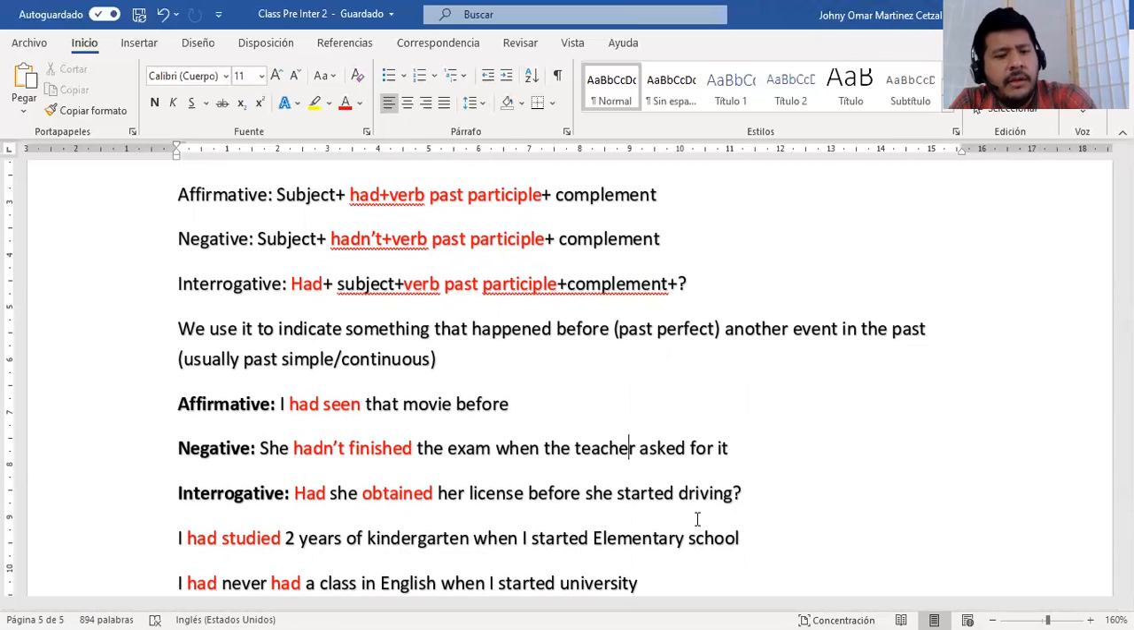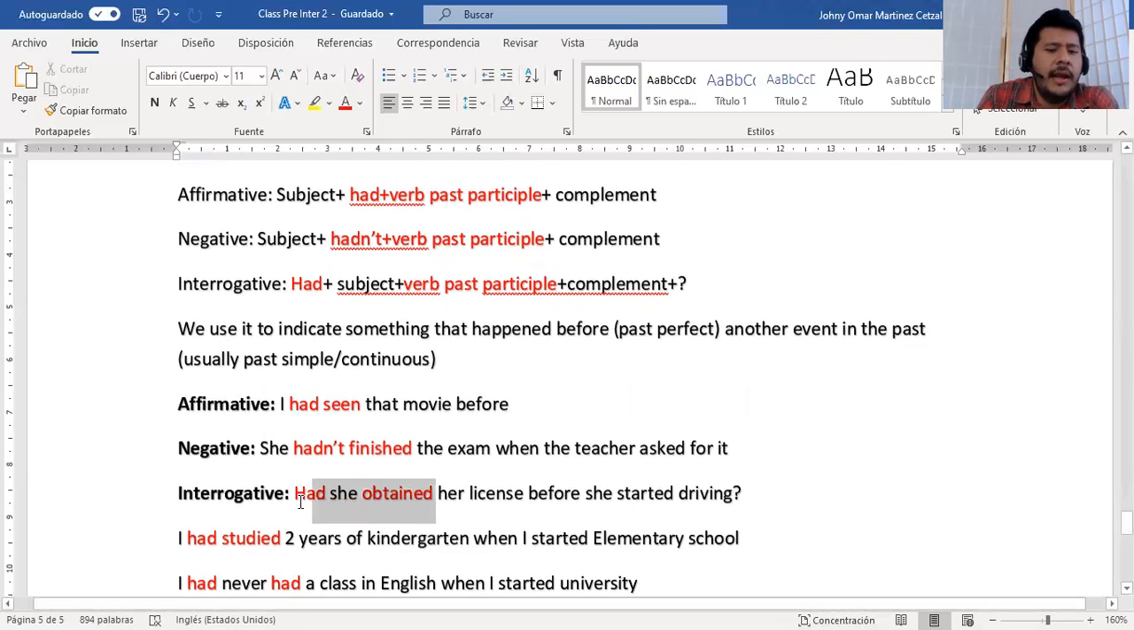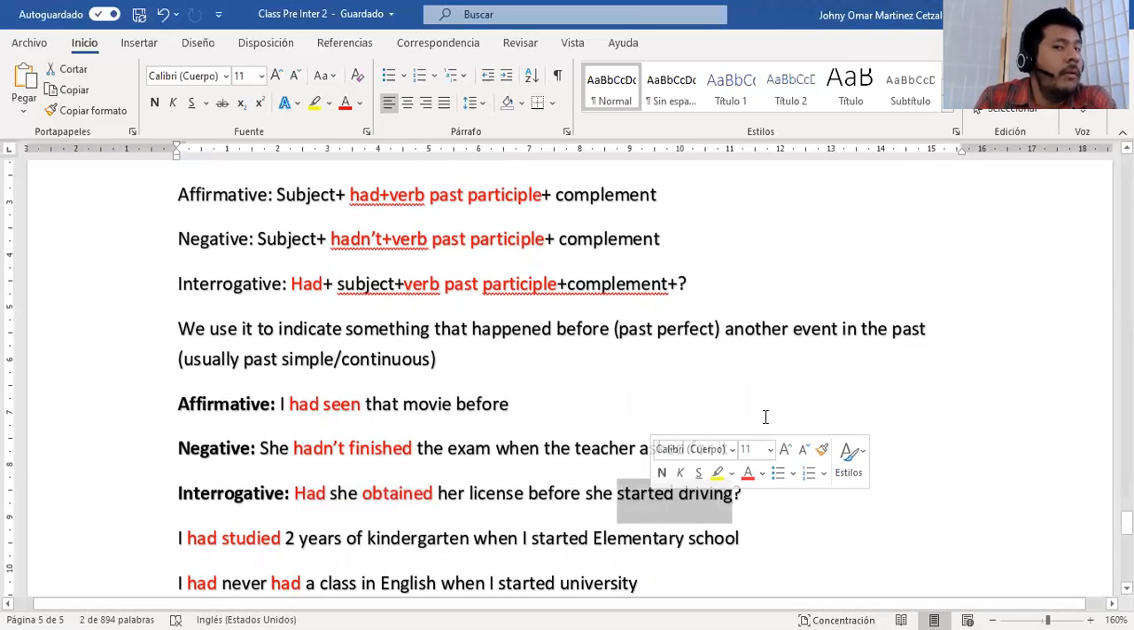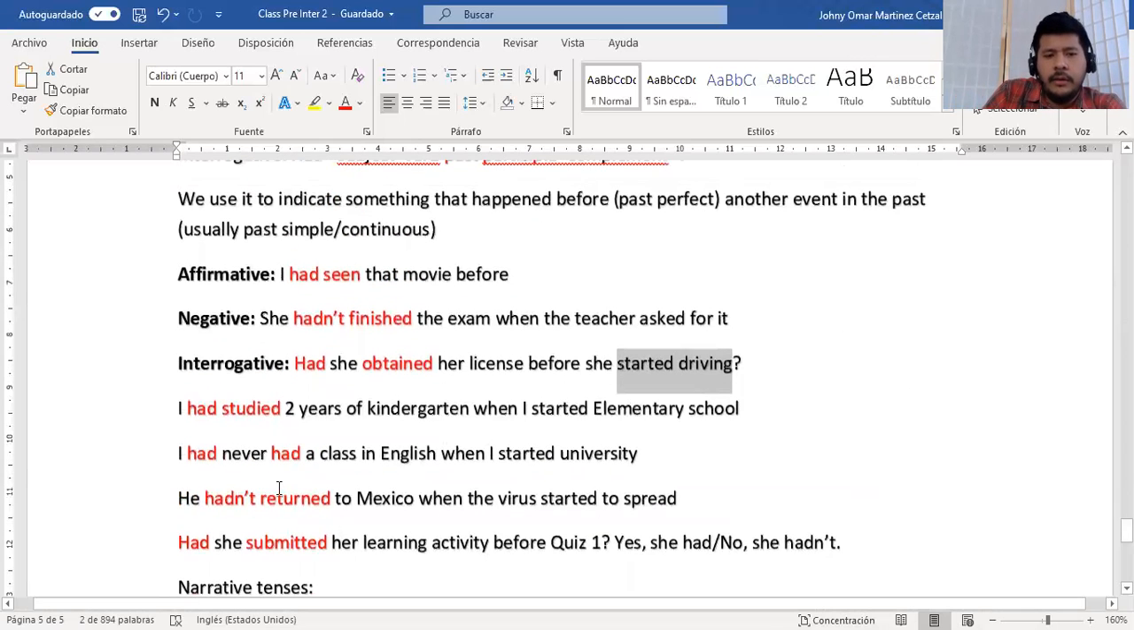Okay, so that would be something. Did it happen first, obtain the license before driving, or was it the other way around? If it was the other way around, it's illegal, or she could be in trouble now. Let's see other examples now. This is much clearer. I had studied two years of kindergarten, with a K in English, kindergarten, when I started elementary school. This is a very good example. First, you finish your kindergarten, you graduated, you ended, and then you started elementary school. That's the normal order of things.